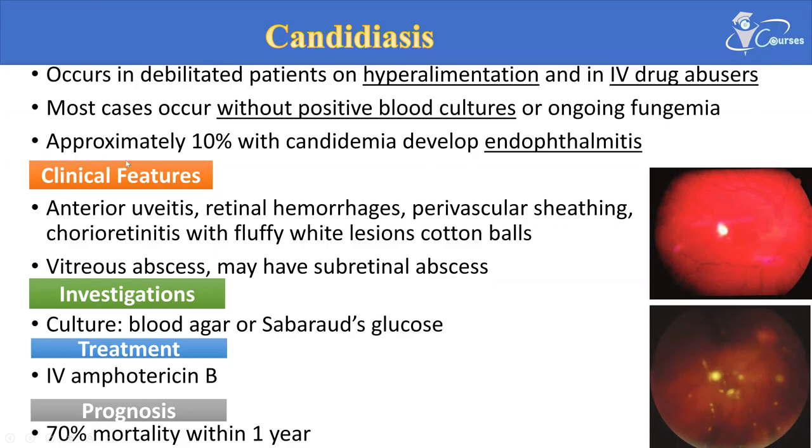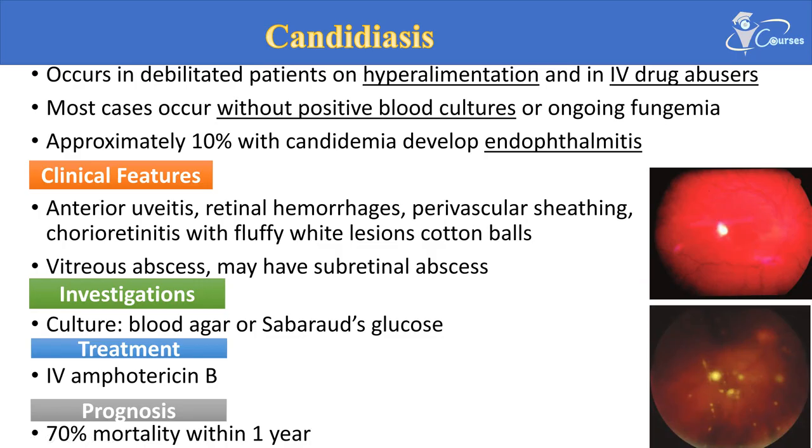However, in most cases, there is no positive blood culture or ongoing fungemia. So the fungus cannot be readily detected in the blood. And 10% of those patients with candidemia will develop endophthalmitis. Those patients will have anterior uveitis, retinal hemorrhage, perivascular sheathing, like any posterior uveitis, and chorioretinitis, with the characteristic lesion here being the fluffy white lesion, cotton balls. So cotton balls are these whitish lesions present due to candidiasis.